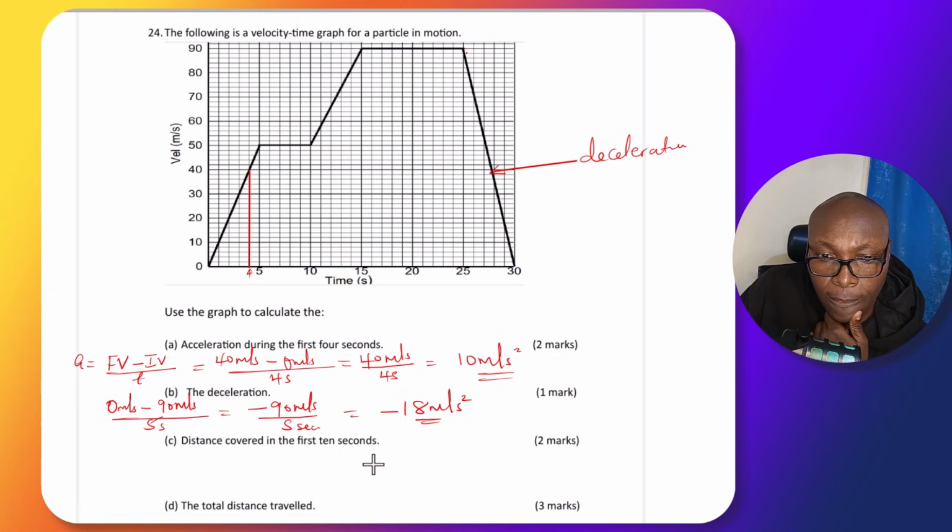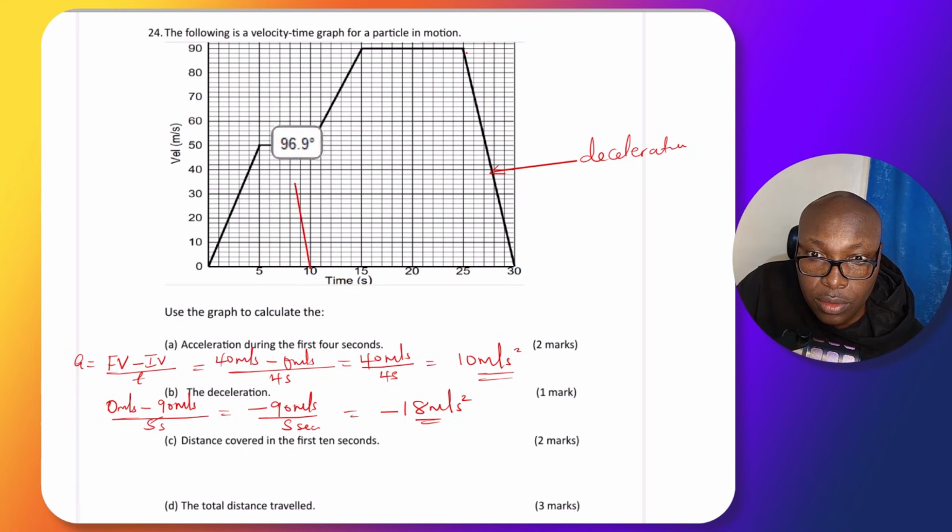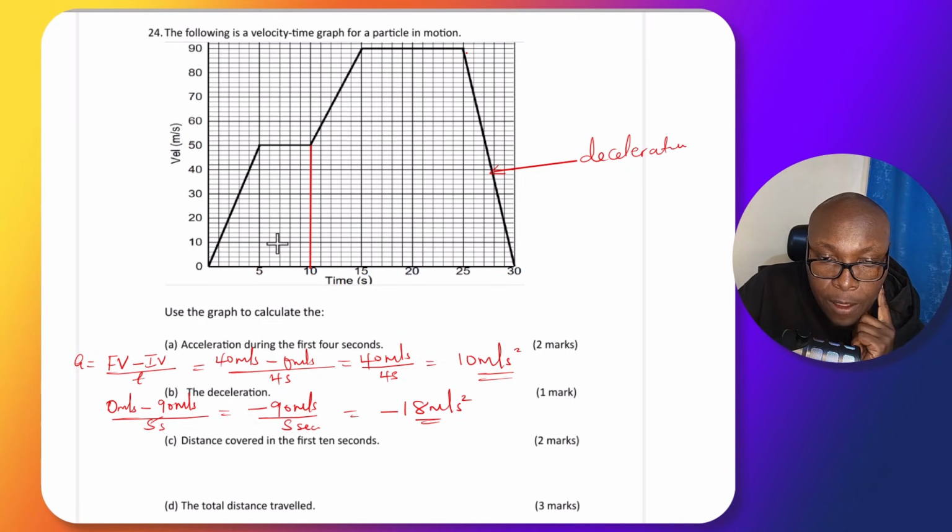Part C, the distance covered in the first 10 seconds. The first 10 seconds means we need to get the distance up to this point, from 0 to 10 seconds. So how do you get the distance? In a velocity time graph, distance covered is given by the total area under the graph.